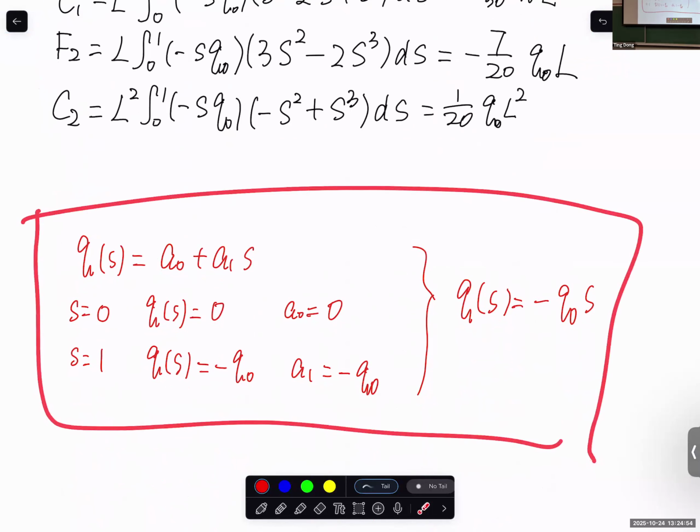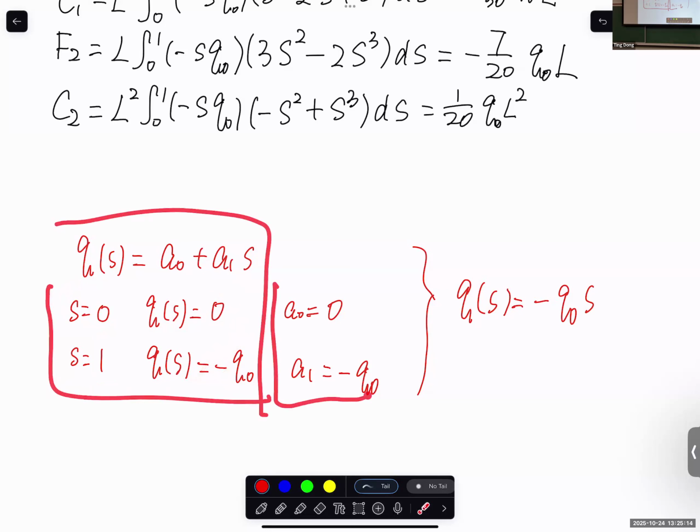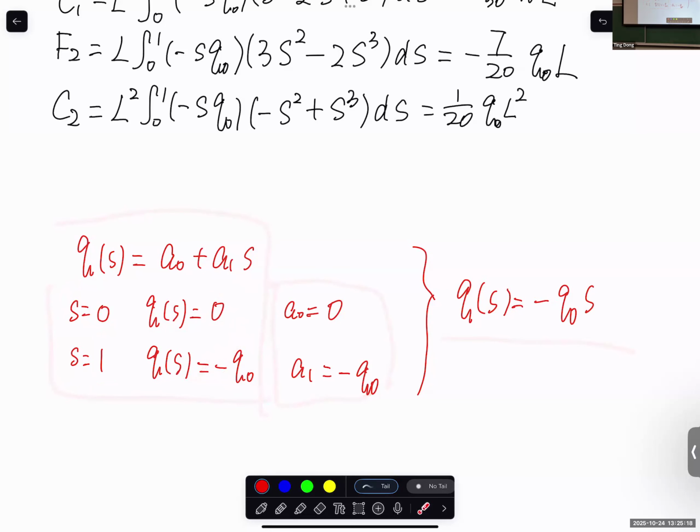pure math. If we know that it's linear distributed, so there should be constant term, there should be linear term. And we know that at the left side, when S equal to 0, it should be equal to 0. At right side, when S equal to 1, it should be negative. There's a direction here, negative Q naught. So 2 equation, 2 unknowns, solve for the 2 unknowns, we get a straight line. And of course, this is a standard procedure, how we come up with a straight line. We have 2 points, we know how to identify this straight line.